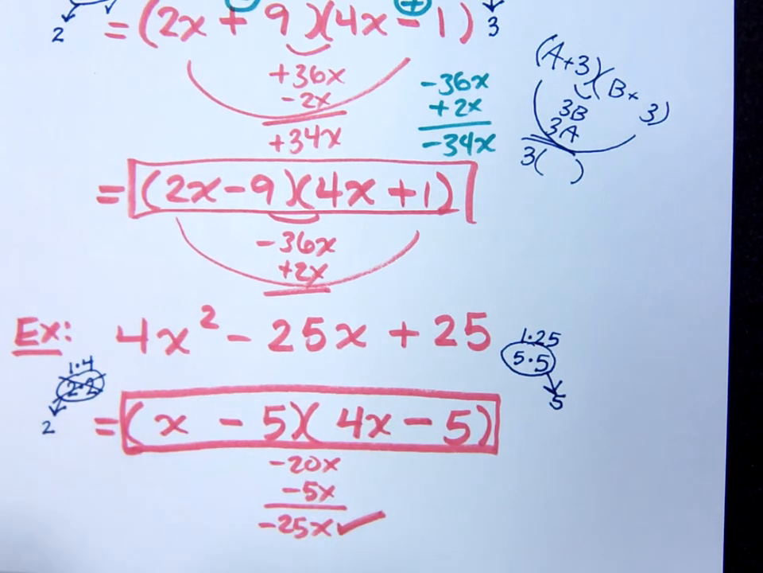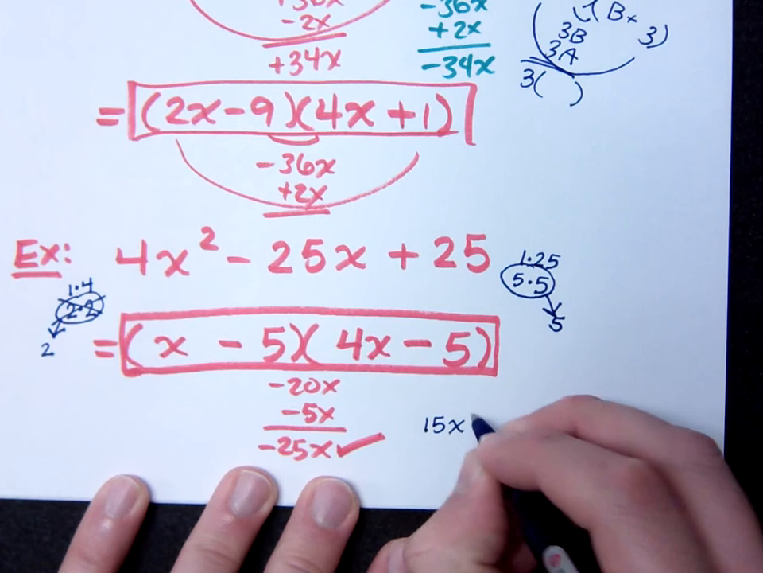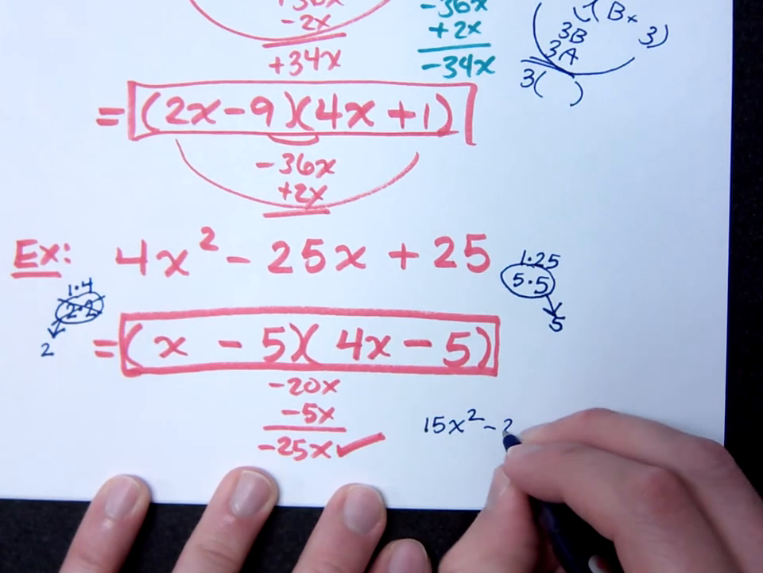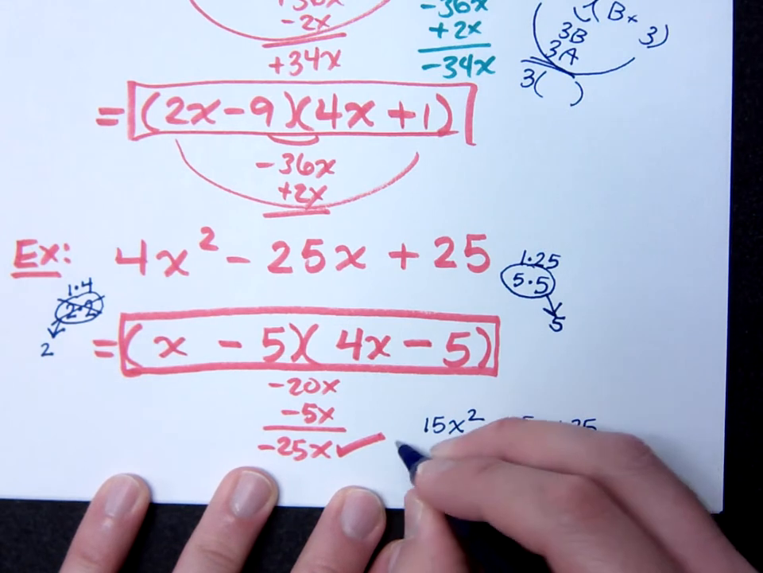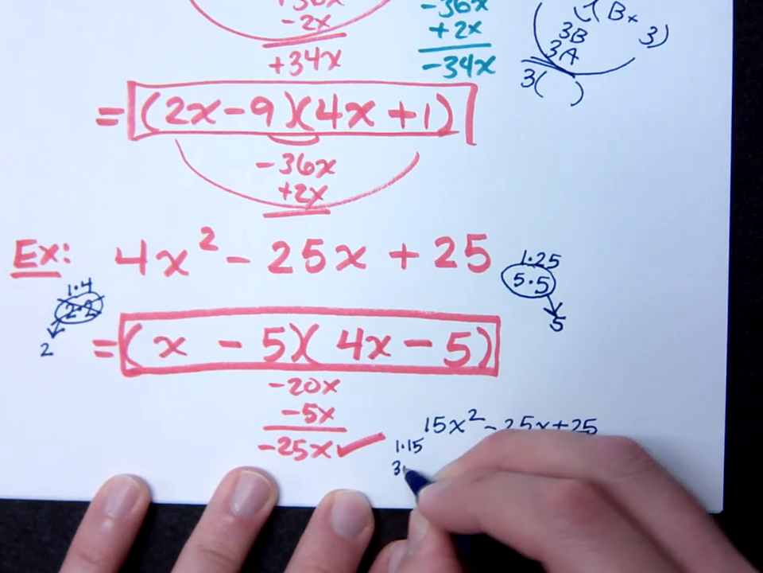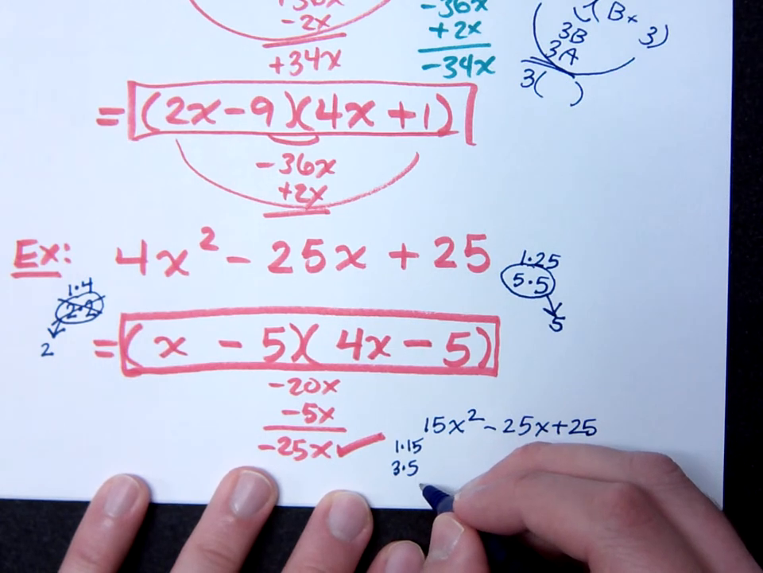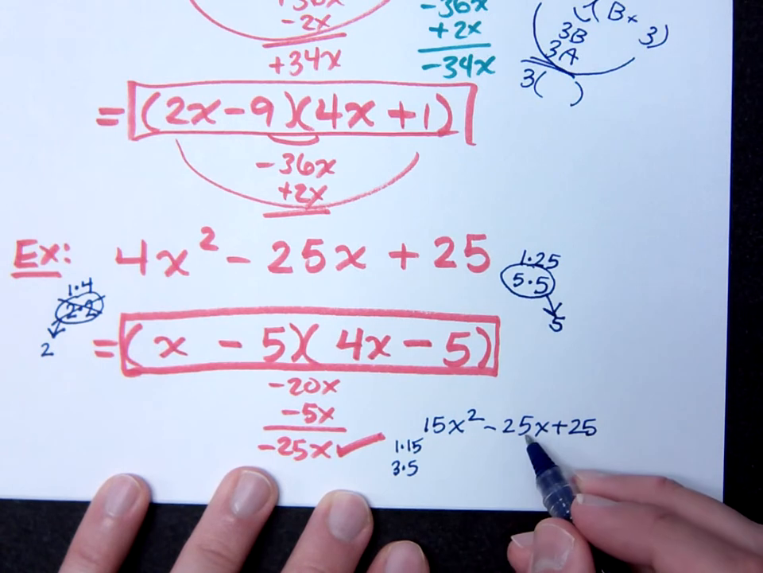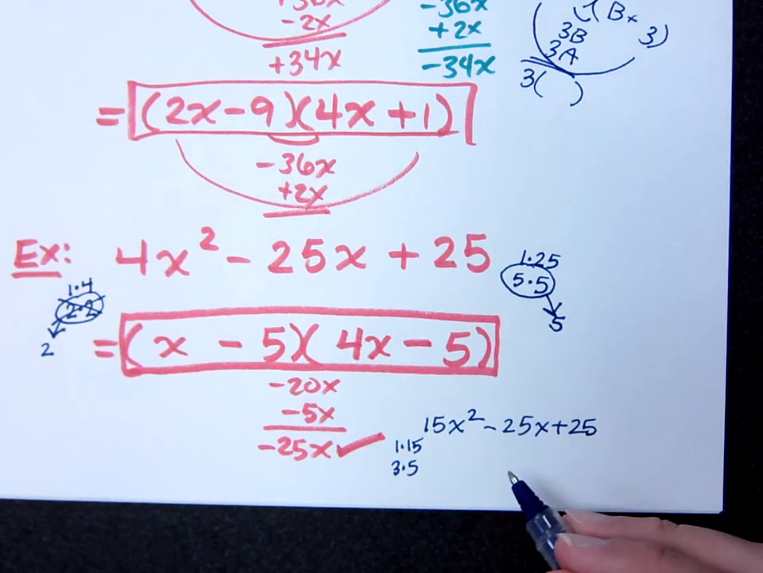Does that make sense? You understand what I'm saying? You're saying if I had like 15x squared minus 25x plus 25, the factors here are 1 and 15 or 3 and 5. None of these guys have a common factor other than 1, so I get no help. I don't care that 5 goes in there. That doesn't mean anything to me. The common factor here is 1. 1 goes in there, so it's a viable possibility.